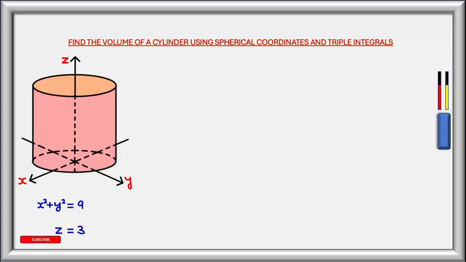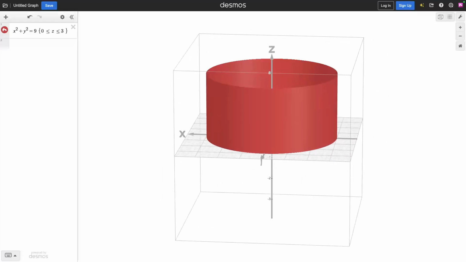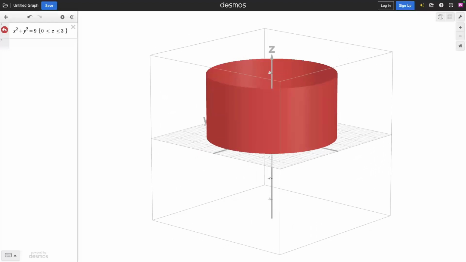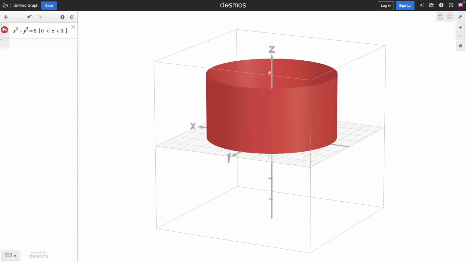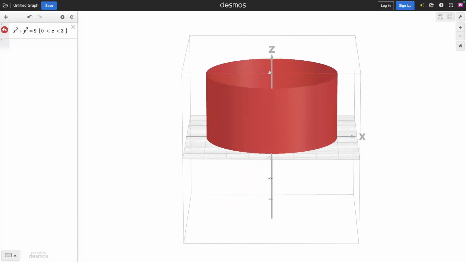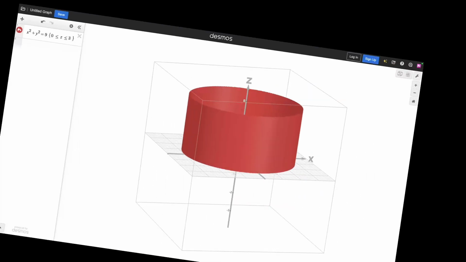Let's now take a look at the cylinder in 3D form using a graphing tool. So this is the cylinder in 3 dimensions. As you can see, it's bounded by the xy plane where z equals 0 and the plane where z equals 3. And we are going to find the volume within this structure.